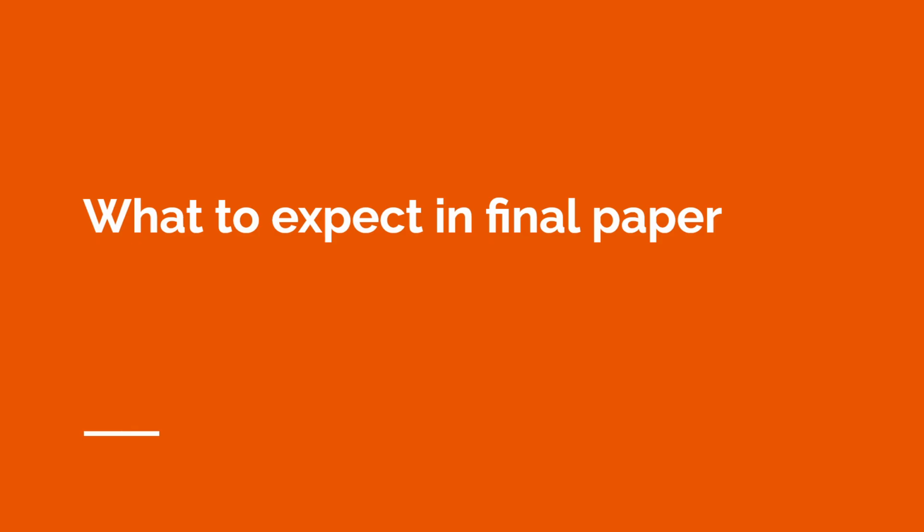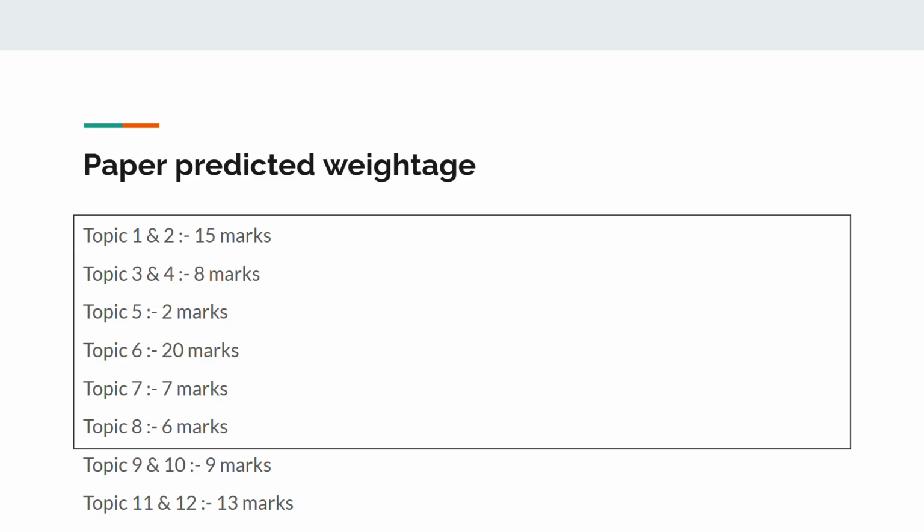What to expect in the final paper? Finally, here is what I expect for the 2026 paper weightage. Topic 6, Chemical Reactions. Expect a massive 20 marks. You will also get around 13 marks from topics 11 and 12.